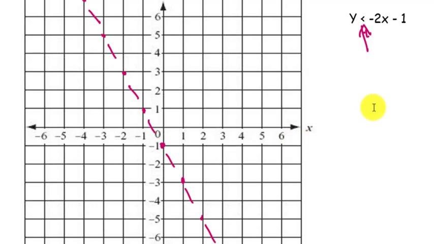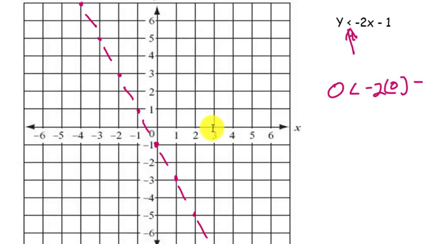So therefore, I'm going to pick a random point from either side of my coordinate plane. What I like to do is always pick the origin, unless my line is going through the origin. This is the one I want to pick because it's easier to solve. So I'm going to plug in the origin, 0, 0, which gives 0 is less than negative 2 times 0 minus 1, which is essentially just 0 is less than negative 1. Is that statement true? Is 0 less than negative 1? No, it is not true.